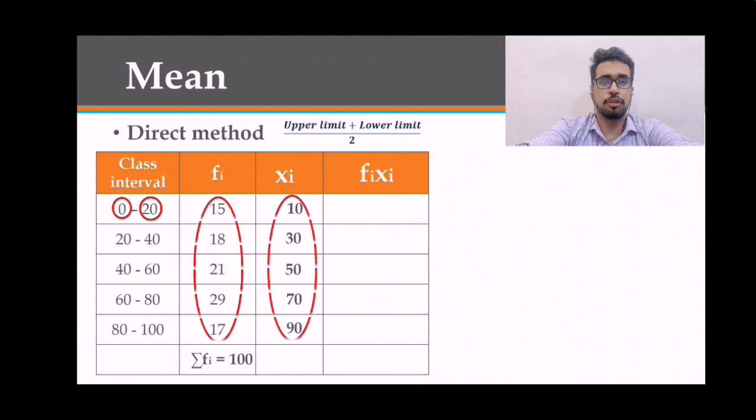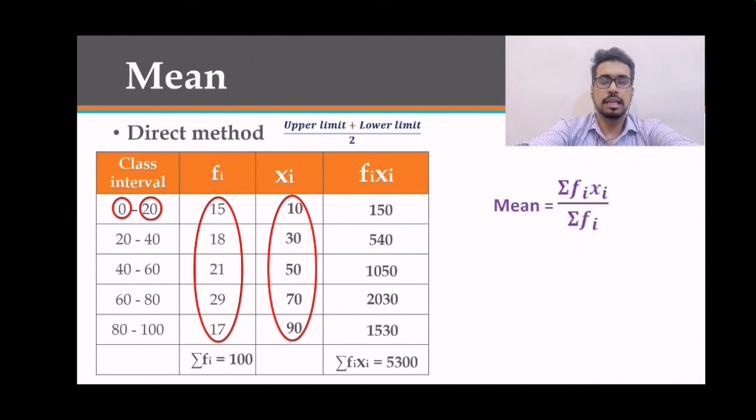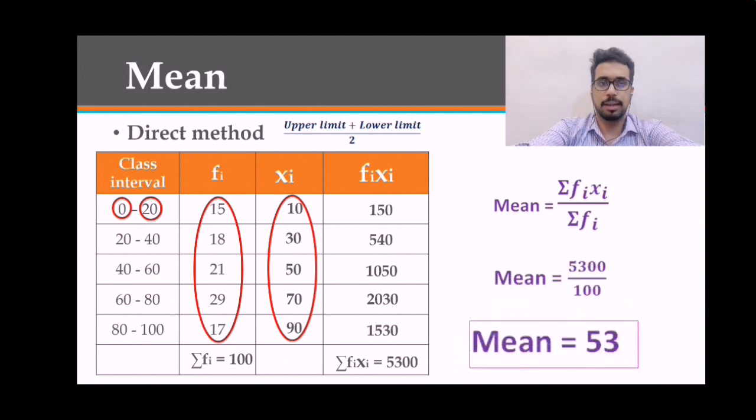Next, my step is to find the product of f and x, that is 15 into 10, 18 into 30 and so on, and sum them up to get summation of fi xi. The mean by the direct method is given by the formula summation of fi xi by summation of fi. On substituting the values, I get the mean as 53.